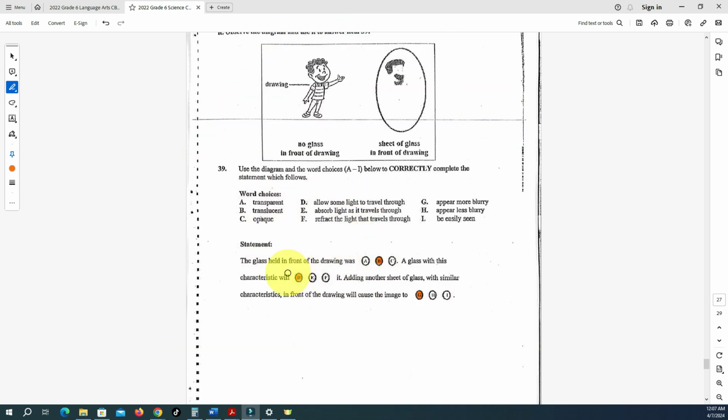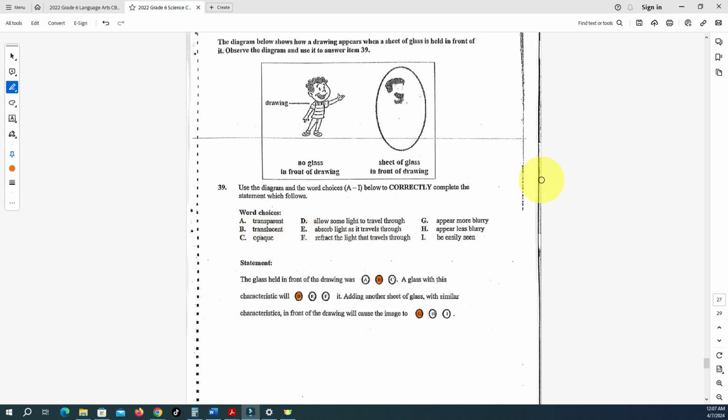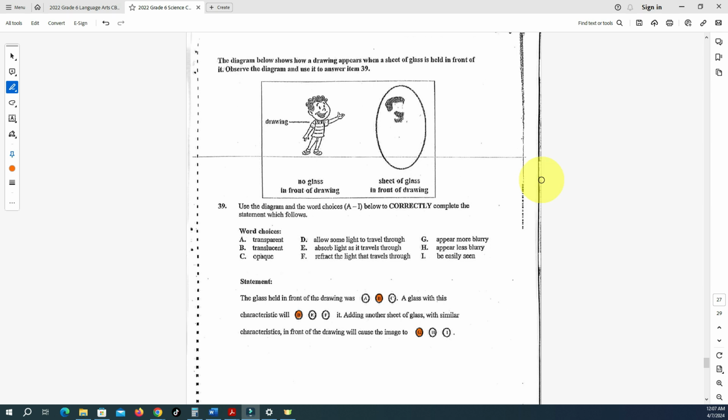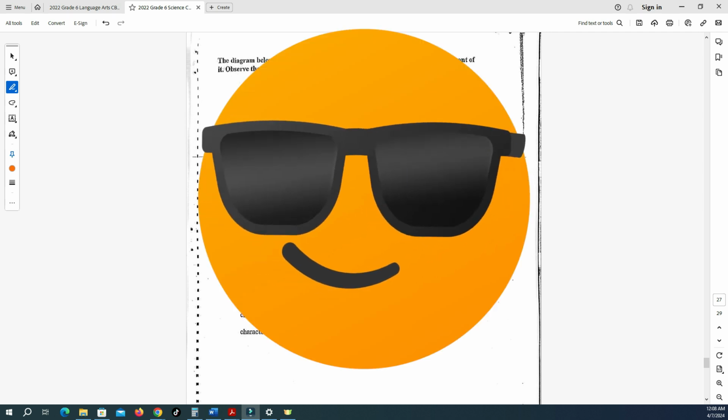So let's see. The glass held in front of the drawing was, I chose translucent, because when something is translucent, it's not going to be clear. So it's going to give you a distorted vision or visual. So I chose translucent, and a glass with this characteristic will definitely allow some light to travel through, and that's why you will get that look, because not all the light will be going through. You will get that look if it's translucent.